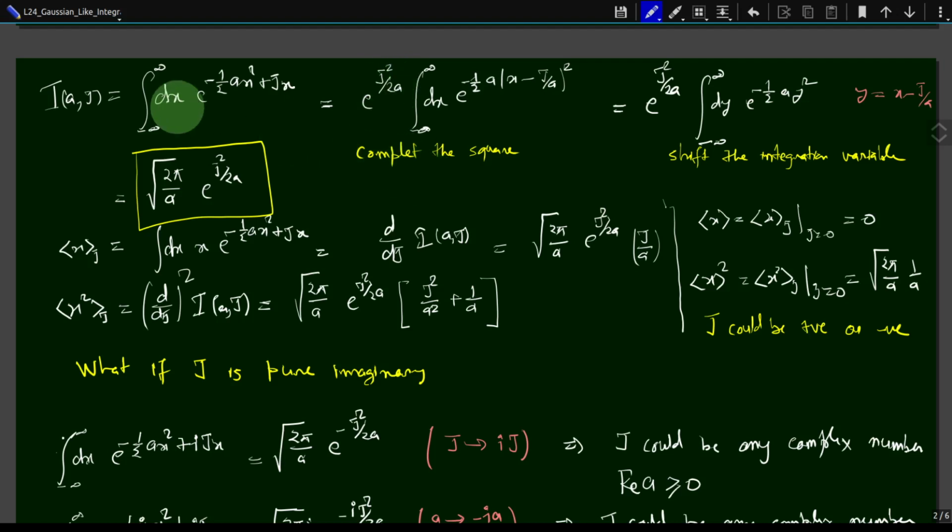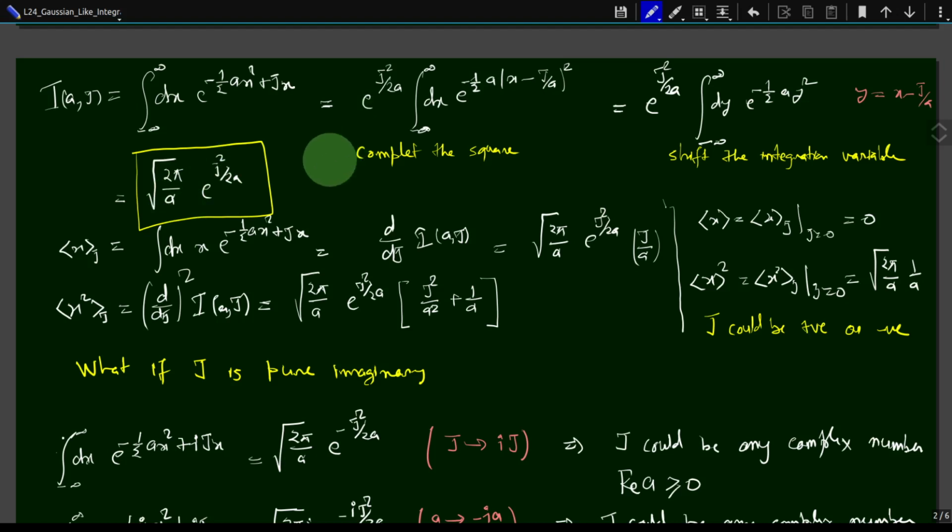So here, starting from this initial expression, we completed the square, and then we shifted the integration variable. I defined a new variable y, which is x minus j by a, so dy will be equal to dx. The Jacobian of transformation is 1, so I get this expression in terms of the shifted variable, and this is just a Gaussian integral. So that is just square root of 2 pi by a times exponential j square by 2a.